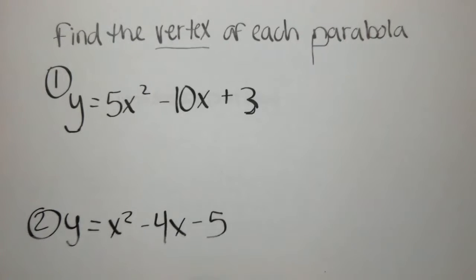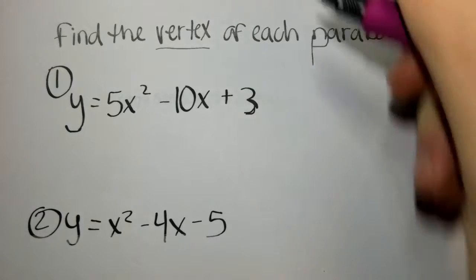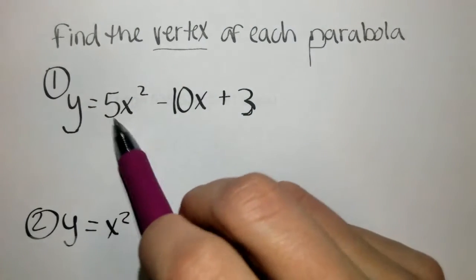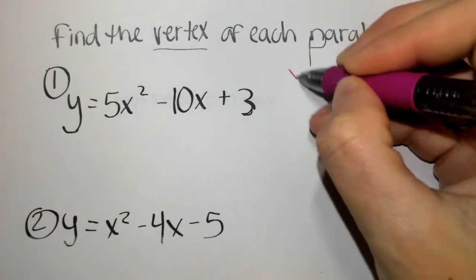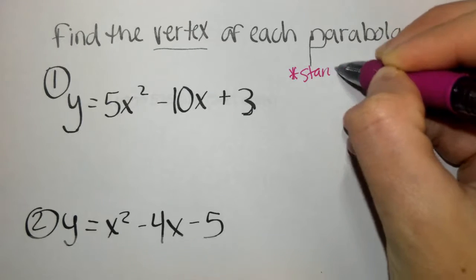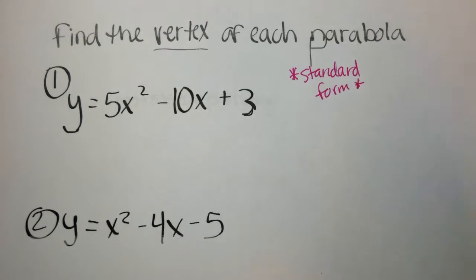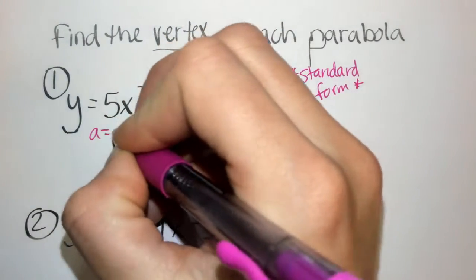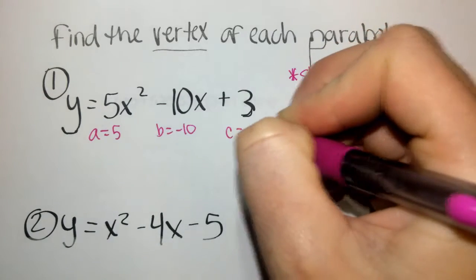Alright, so I'm going to run you through some examples here. So we're going to find the vertex of each parabola. So here's our first quadratic, y equals 5x squared minus 10x plus 3. Always note if something is in standard form or not. Very important. All the examples I'm going to start out with you will be in standard form initially. Okay, so A is 5, B is negative 10, and C is 3.